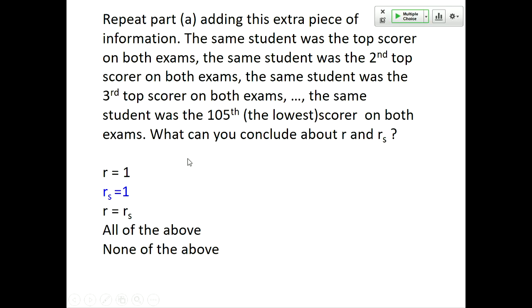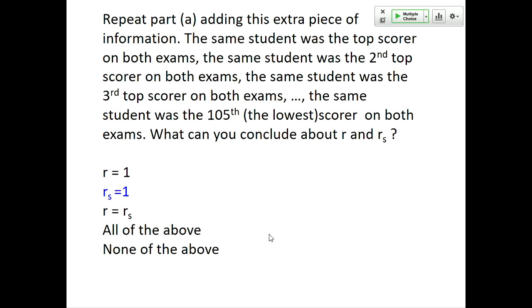Yeah. Can you clarify the question? I didn't quite get it. Like, when it says the same student holds the top score on both exams, and it says that same student was the second top score for both exams. Okay, you said clarify the question. It means that the person who got the highest score on the first exam also got the highest score on the second.